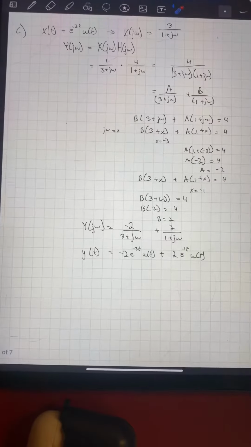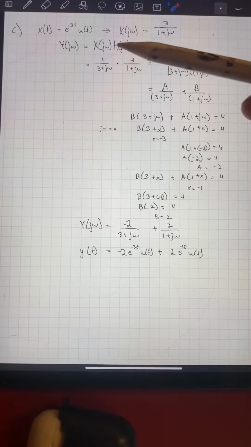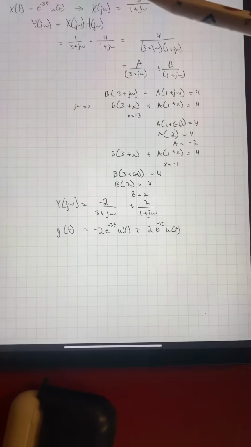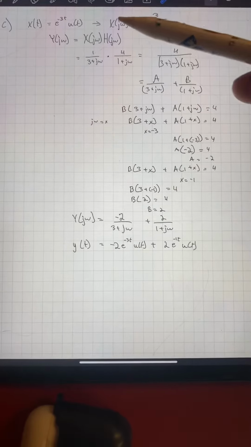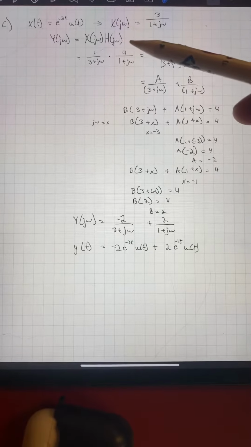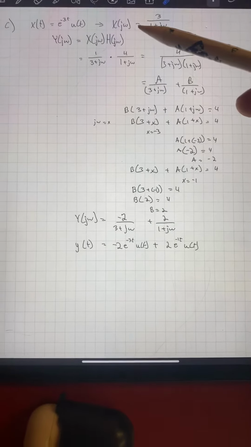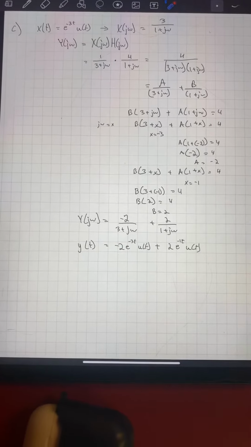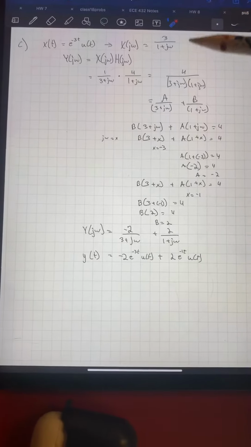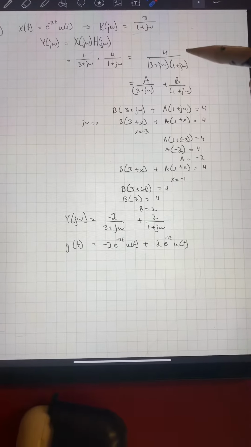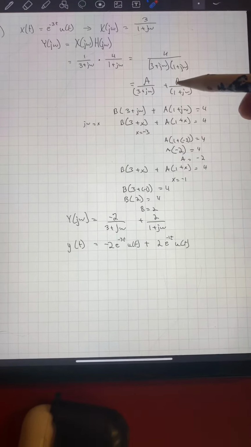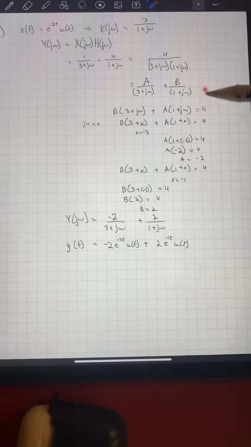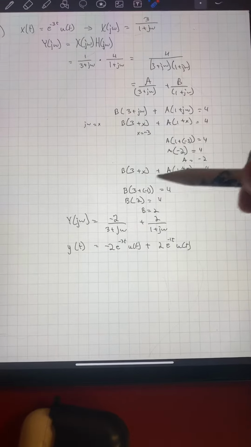For part C, we have our x of t. This was a given. What we're going to do is change our x of t from time to frequency, and then use that as part of the multiplication in frequency. As you can see, this is exactly what I did to then be able to get our partial fraction, where our goal is to solve for our a and b values.